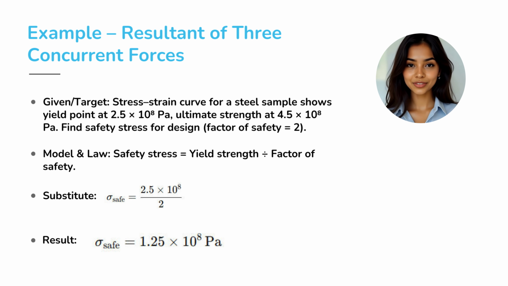If we design with a factor of safety equal to 2, what is the safe stress? Step 1. Write the formula. Safe stress equals yield strength divided by factor of safety. Step 2. Substitute. That's 2.5 × 10^8 divided by 2. Step 3. Calculate. Result equals 1.25 × 10^8 pascals.